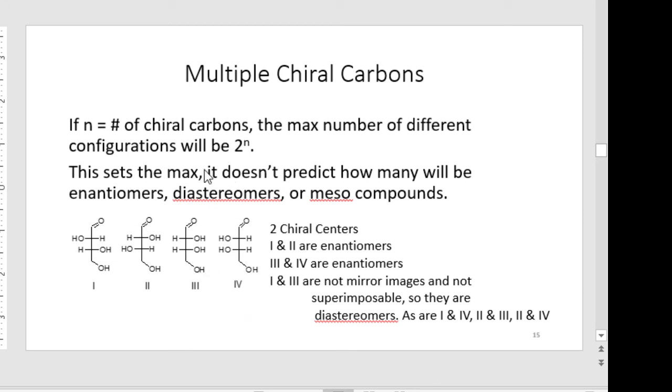What do we call it if they're not mirror images? They're non-superimposable. Now they can be either superimposable or non-superimposable.